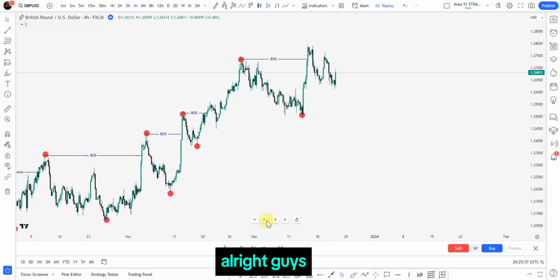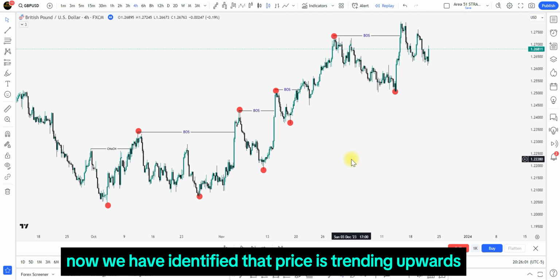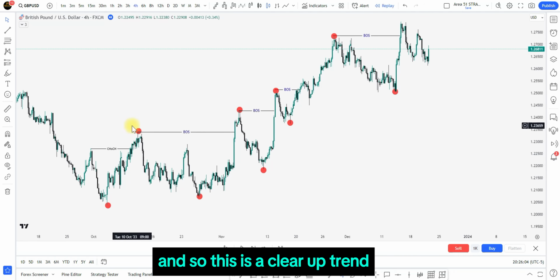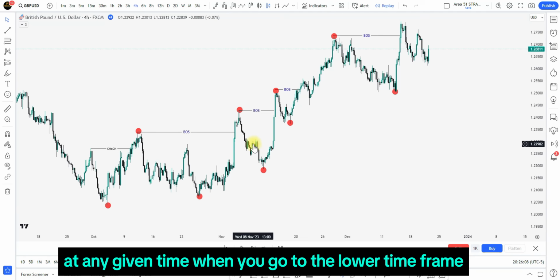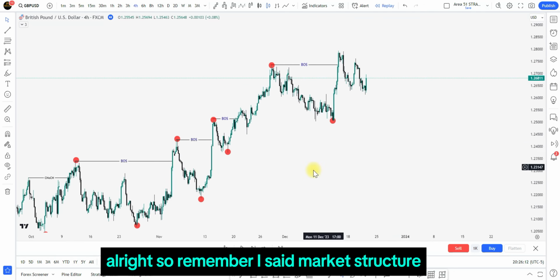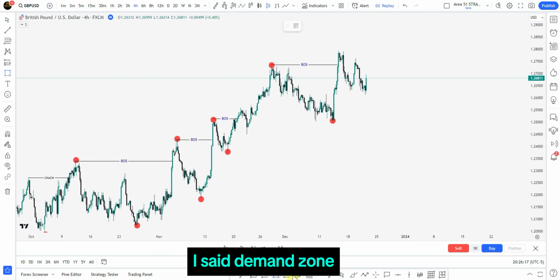All right, guys. Now we have identified that price is trending upwards. And so this is a clear uptrend, and you should be looking for a buy position at any given time when you go to the lower time frame. All right. So remember, I said market structure. And then second, I said demand zone.